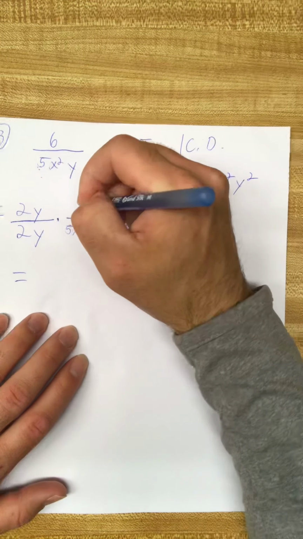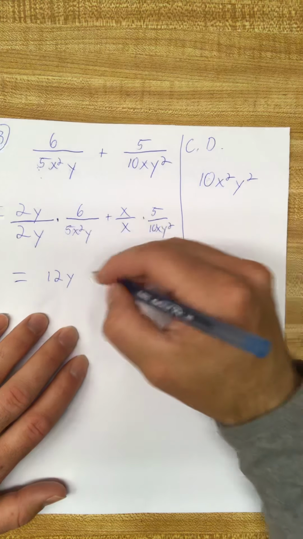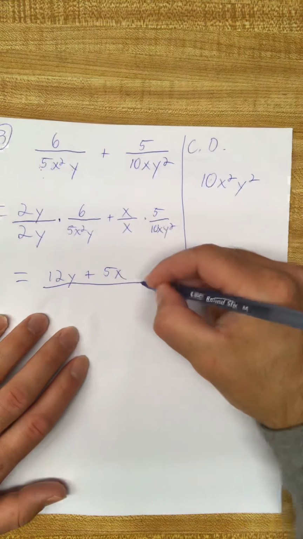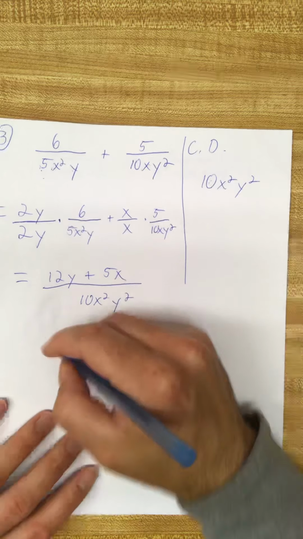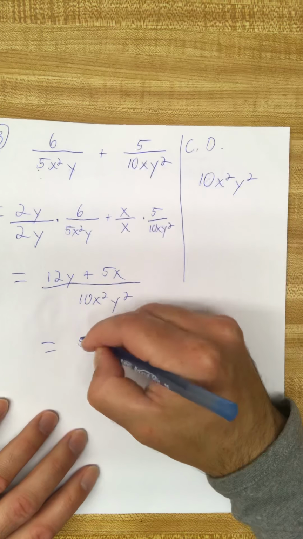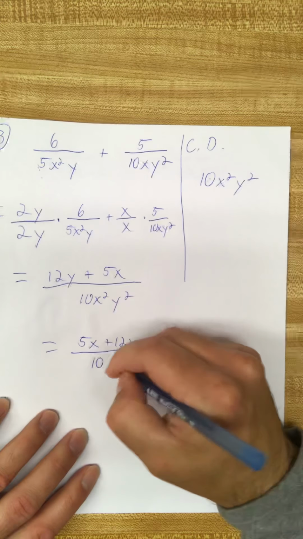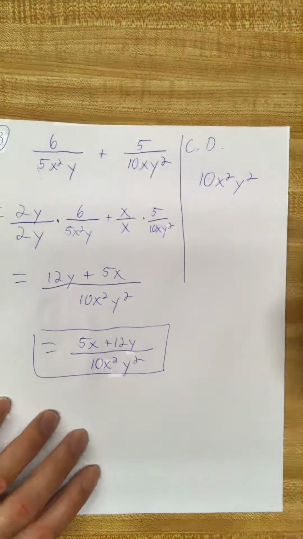So 2y times 6 is going to be 12y, plus x times 5 is 5x, all divided by my 10x squared y squared. The only thing you might want to do here is put the 5x first. It really doesn't matter. And then 10x squared y squared for a final answer.